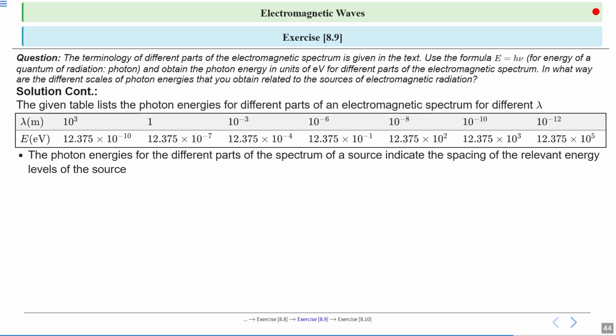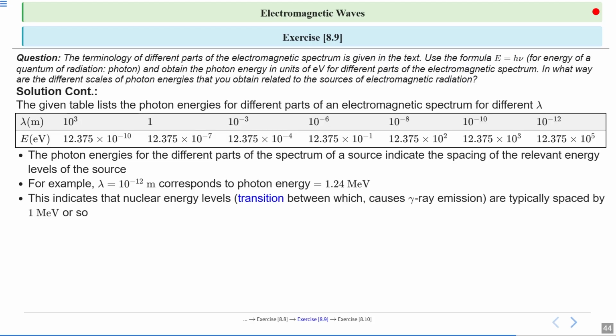Okay, so it represents the spacing between the energy levels. If the space between the energy levels is more, then the energy released will be more. For example, lambda equal to 10 to the power minus 12 corresponds to a photon energy of 1.24 mega electron volt. And this indicates a nuclear energy level transition.